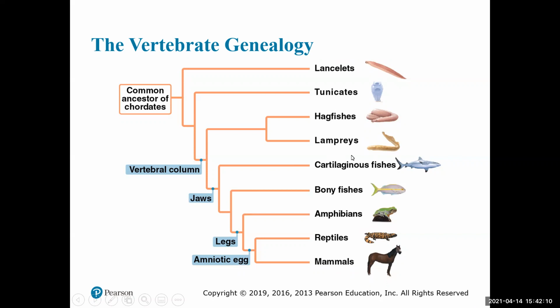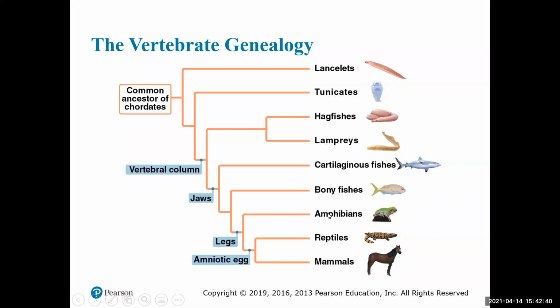Okay? Cartilaginous fishes do not have a bony endoskeleton. They are completely made up of cartilage. The only bone in their body is their teeth. After that, you have bony fishes. Then you have the development of legs. So after the bony fishes, you have legs evolve. Then you get your amphibians.